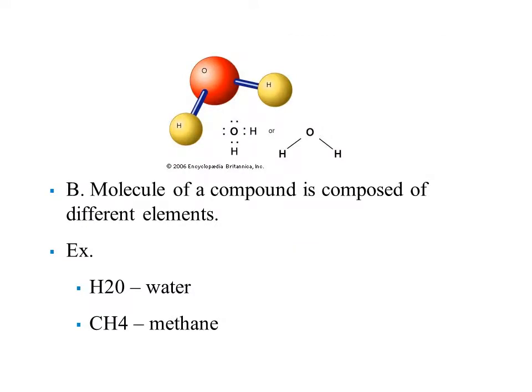The next one is molecules of a compound. This compound will be composed of different elements. An example is water and methane. Water is composed of 1 oxygen covalently linked to 2 hydrogen. This will represent a molecule of a compound.